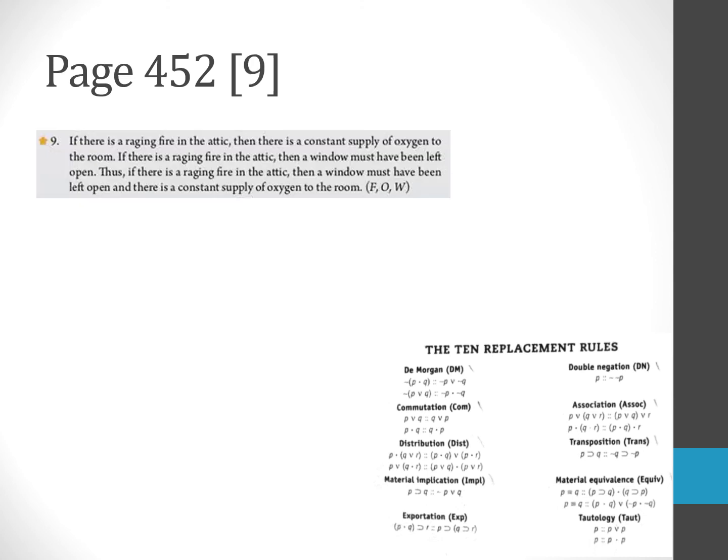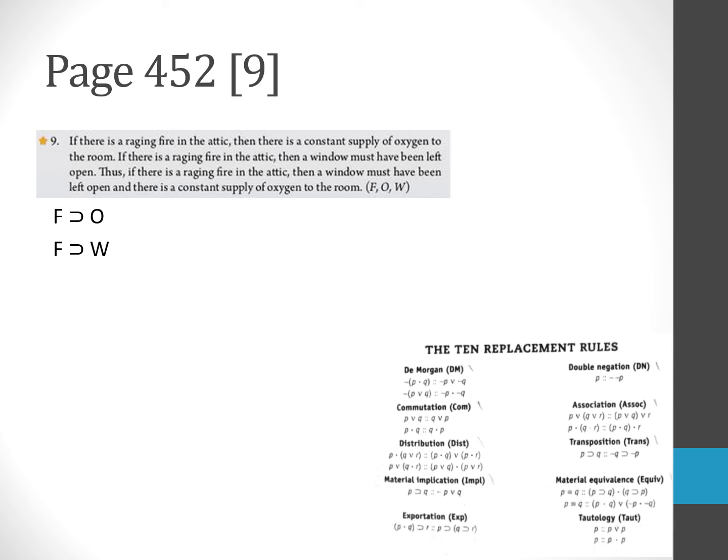Alright, so now here's another example. If there is a raging fire in the attic, then there is a constant supply of oxygen to the room. If there's a raging fire in the attic, then a window must have been left open. Thus, if there's a raging fire in the attic, then a window must have been left open, and there's a constant supply of oxygen in the room. So looking at this first statement, it looks like we're going to have if F, then O. Our second one, if there's a raging fire in the attic, so if F, then W.